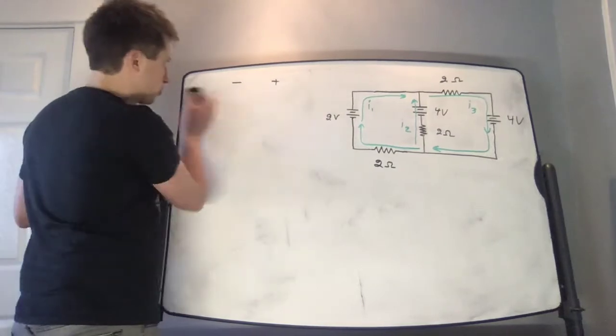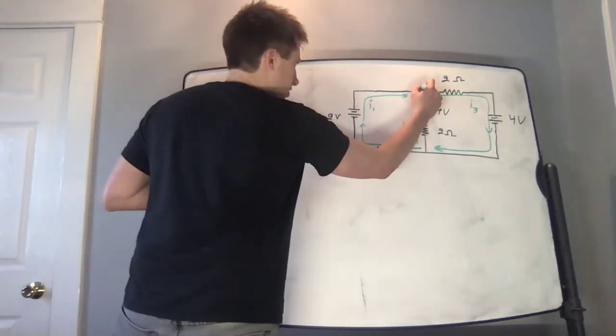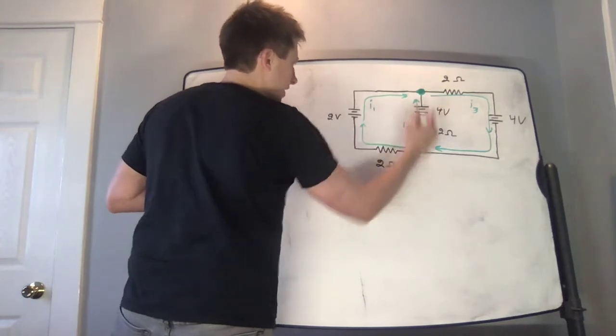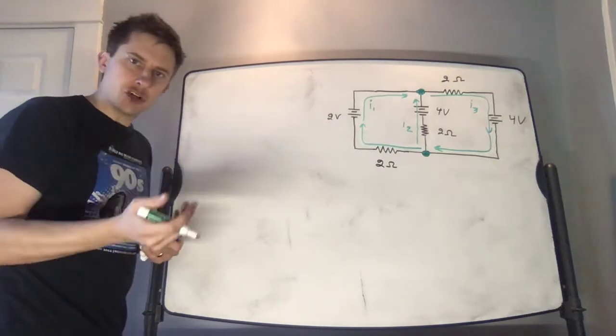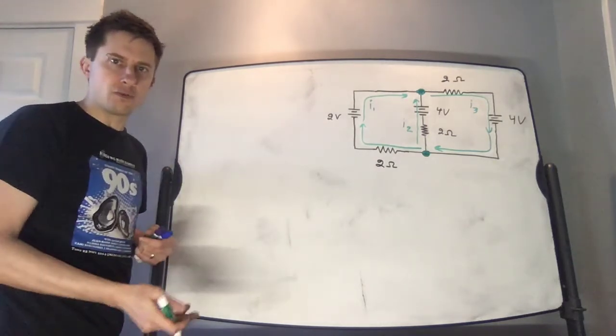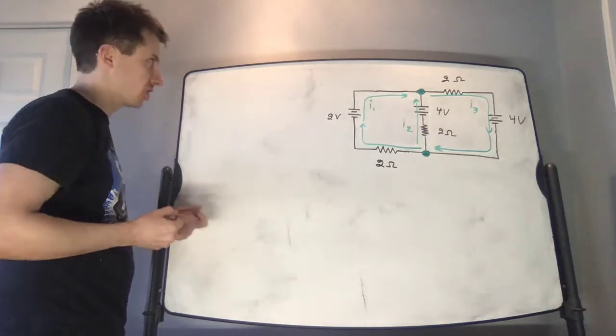So if I look at this circuit, there are two junctions. One junction is right up here near the top of the circuit, and one junction is down here near the bottom of the circuit. The junction rule states that the total current flowing into a junction must be equal to the total current exiting a junction.